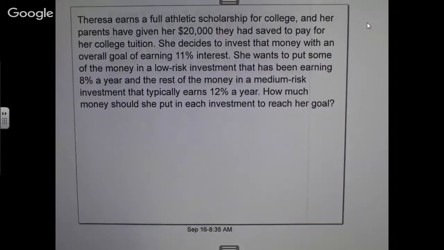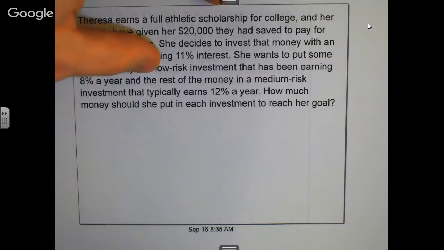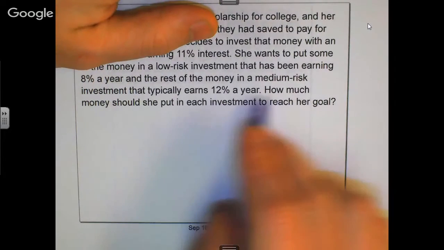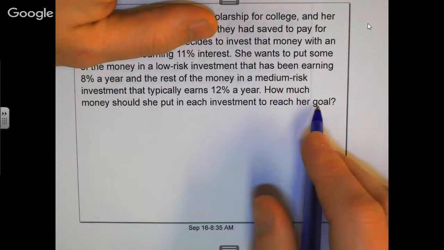All right, Teresa earned a full athletic scholarship for college, and her parents have given her $20,000 they have saved to pay for her college tuition. She decides to invest that money with an overall goal of earning 11% interest. She wants to put some of the money in a low-risk investment that has been earning 8% a year, and the rest of the money in a medium-risk investment that earns about 12% a year. How much money should she put in each investment to reach her goal?